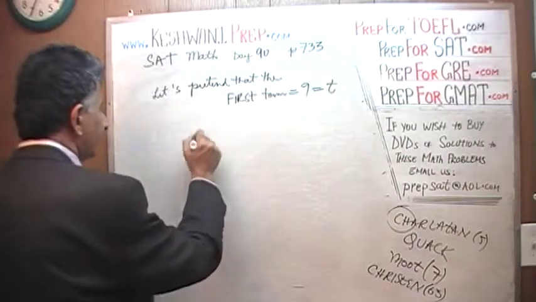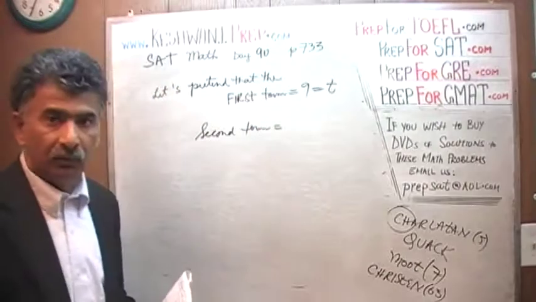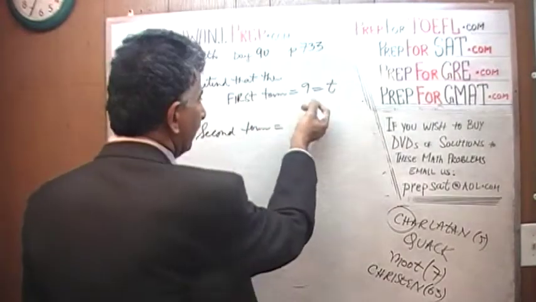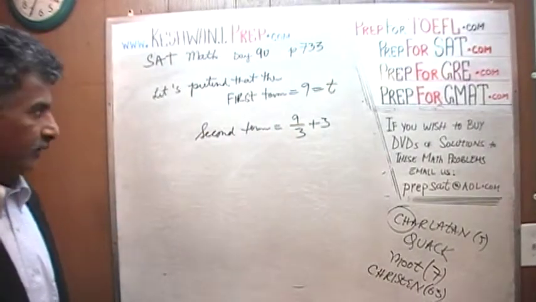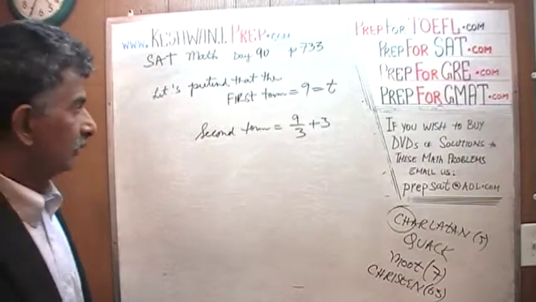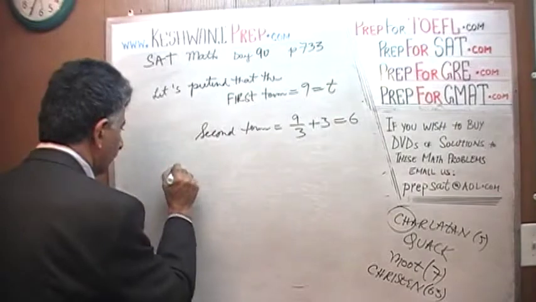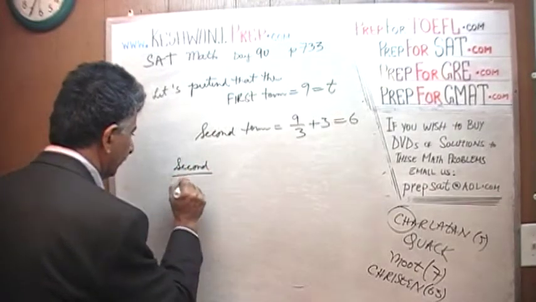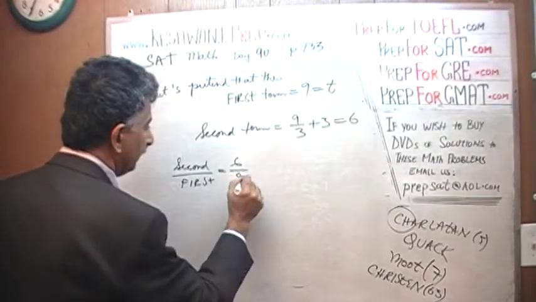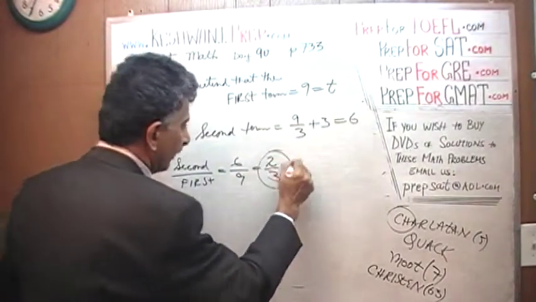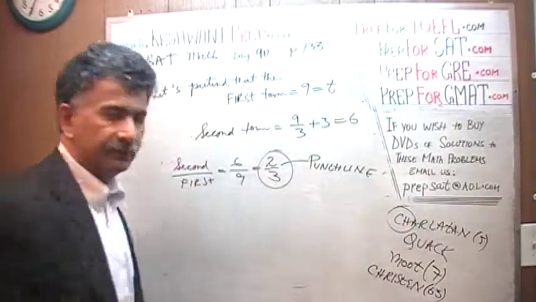In which case, the second term, we are told, is 3 more than the third of this guy. Third of 9, and then 3 more than that. What's the third of 9? Third of 9 is 3, and 3 more than that, so that's 6. That's your second term. And the question simply is, what is this ratio? Second term to the first term. Well, second term is 6. The first term was 9. The ratio is 2/3, and this is what we call our punchline.